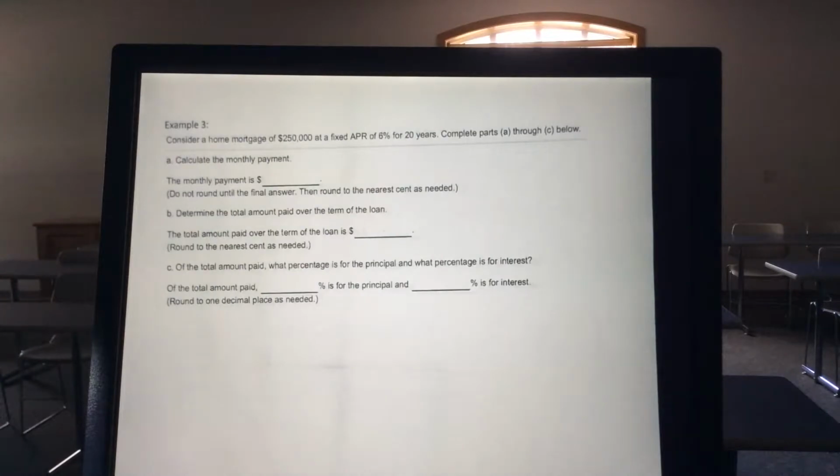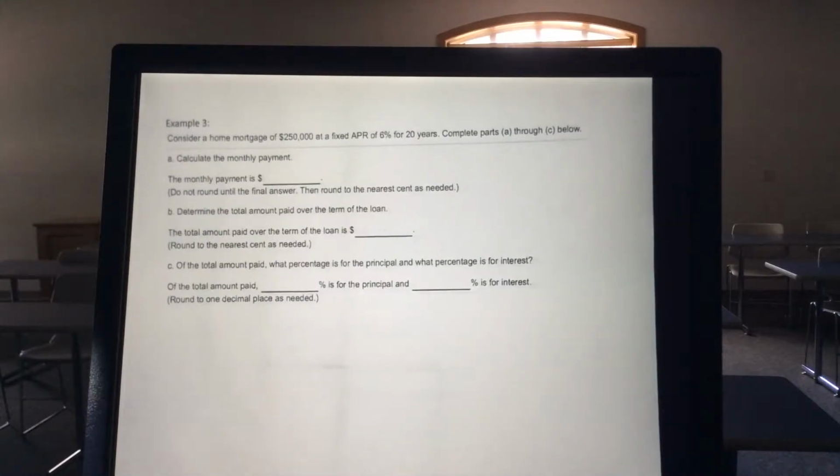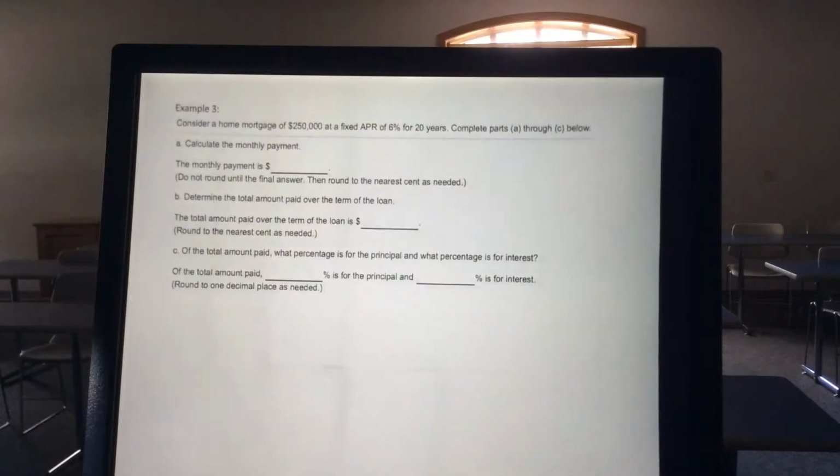Okay, here's another example of that. Let's consider a home mortgage of $250,000 at a fixed APR of 6% for 20 years. Complete parts A through C below. Here we're going to calculate the monthly payment and determine the total amount paid over the term of the loan, and of the total amount paid, what percentage is for the principal and what percentage is for interest.